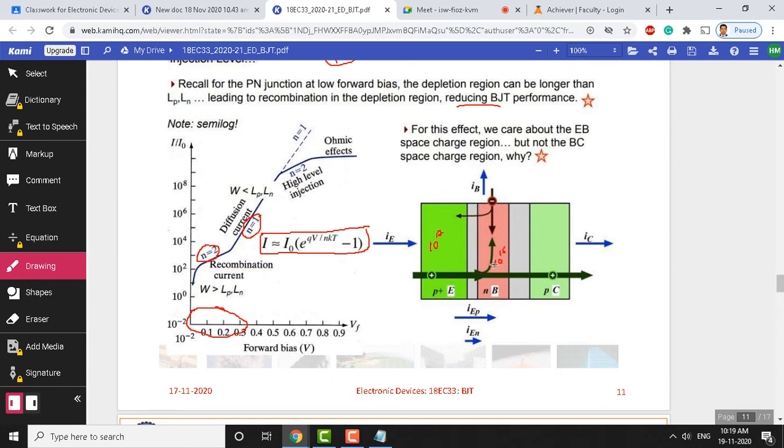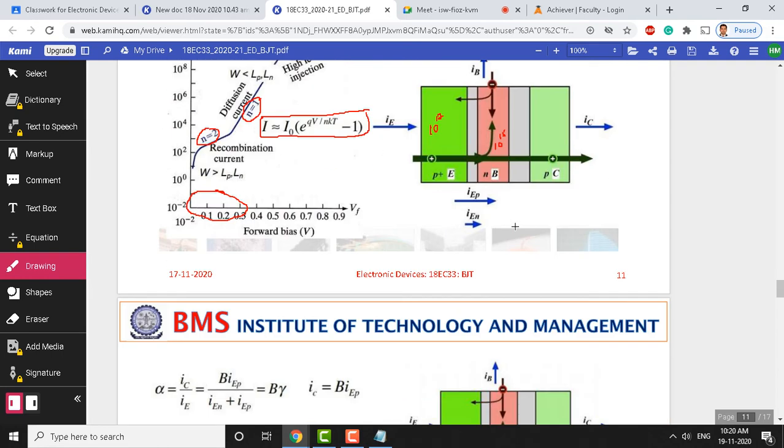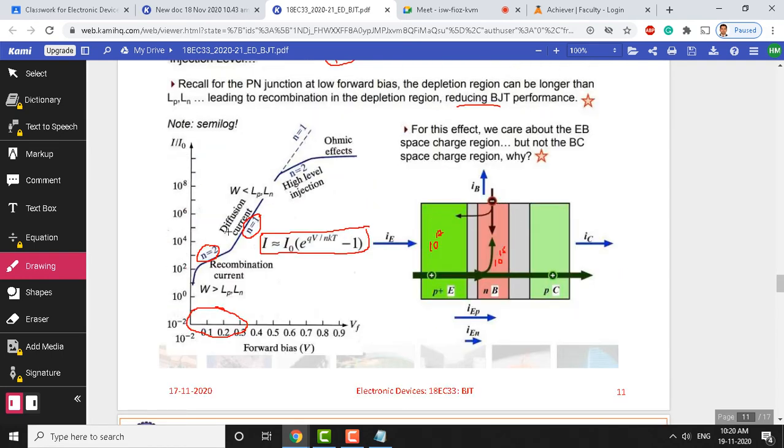Otherwise, when the input voltage decreases, a large base current will result. A larger base current is again problematic in a BJT. We do not expect a large base current; instead we expect a larger emitter current. This is what we observe from the graph here. At smaller voltage, Lp and Ln become very small compared to the depletion width.